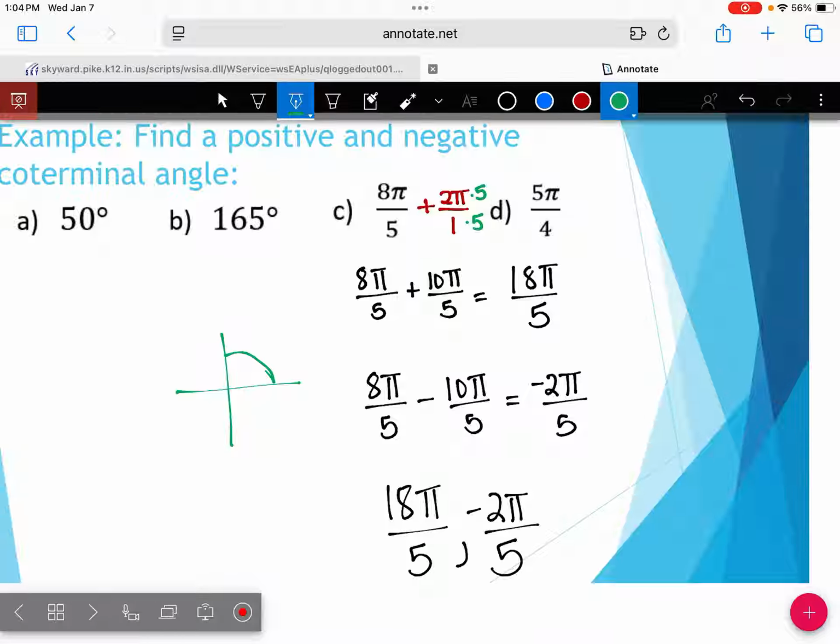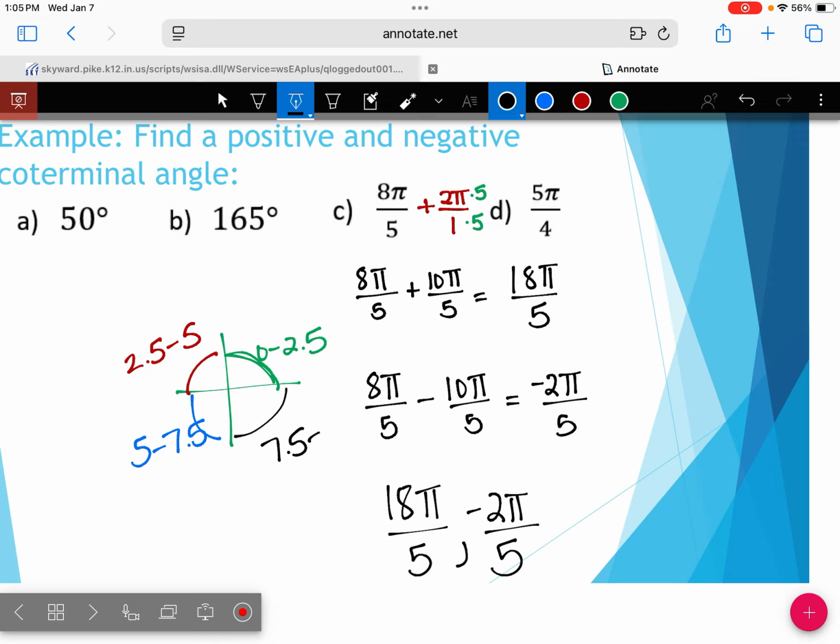So if the numerator is between 0 and 2.5, that means it's in quadrant 1. If the numerator falls between 2.5 and 5, that means that it's in quadrant 2. If it falls between 5 and 7.5, we're in quadrant 3. And if it falls between 7.5 and 10, we're in quadrant 4. Show me with your fingers what quadrant are we in.